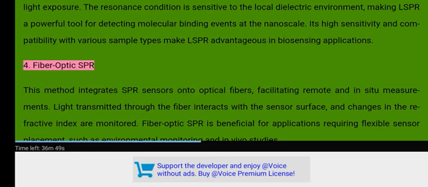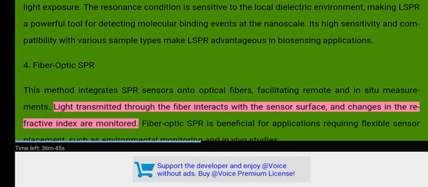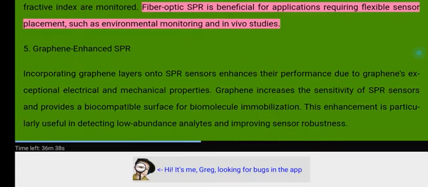4. Fiber optic SPR. This method integrates SPR sensors onto optical fibers, facilitating remote and in situ measurements. Light transmitted through the fiber interacts with the sensor surface, and changes in the refractive index are monitored. Fiber optic SPR is beneficial for applications requiring flexible sensor placement, such as environmental monitoring and in vivo studies.